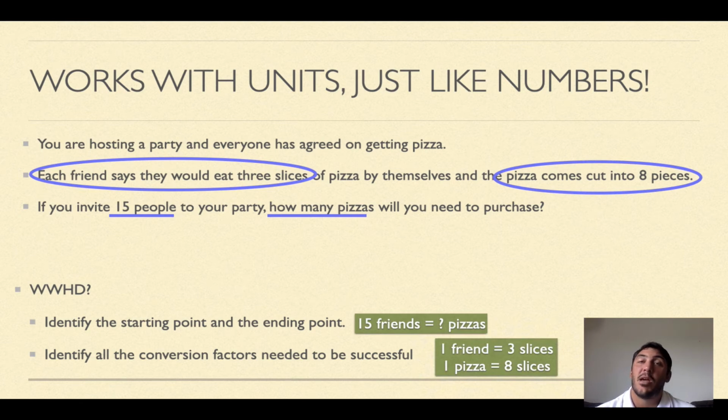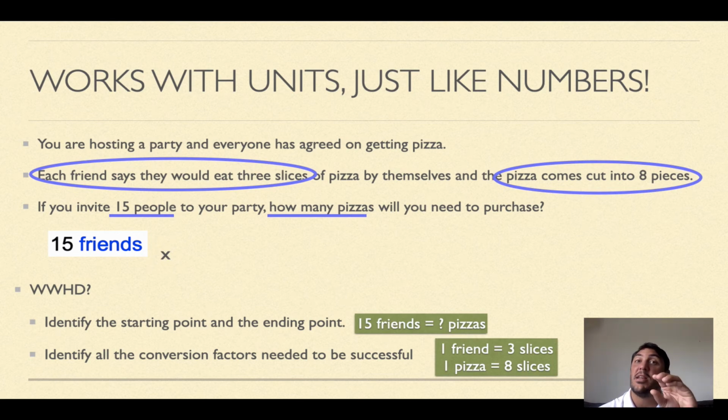So what does this look like when I use dimensional analysis? I have my starting point, 15 friends. Okay? Now, I want to cancel out friends. I don't want to know how many friends I have. I already have that number. I want to know how many pizzas I need. So if I don't want the unit friends anymore, I need to be able to cancel the unit.